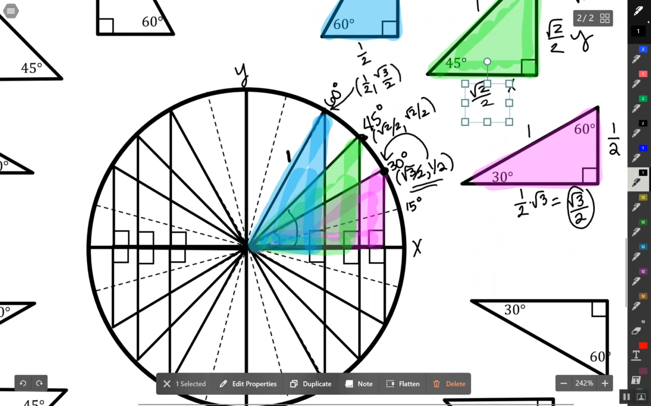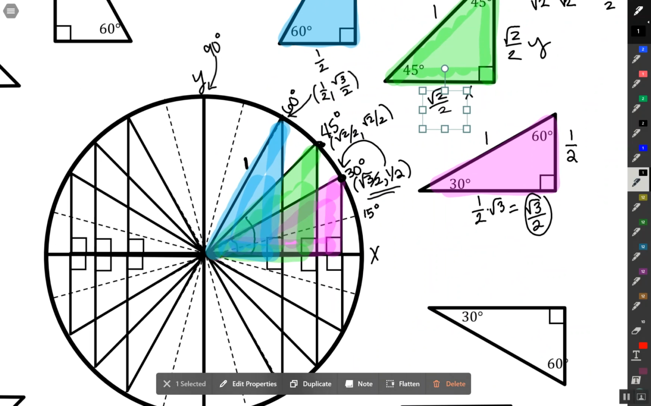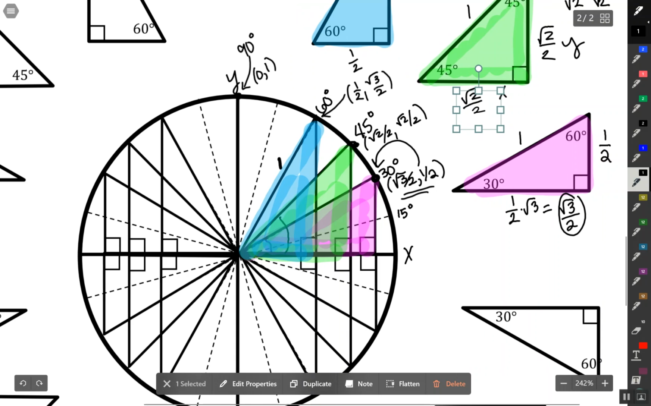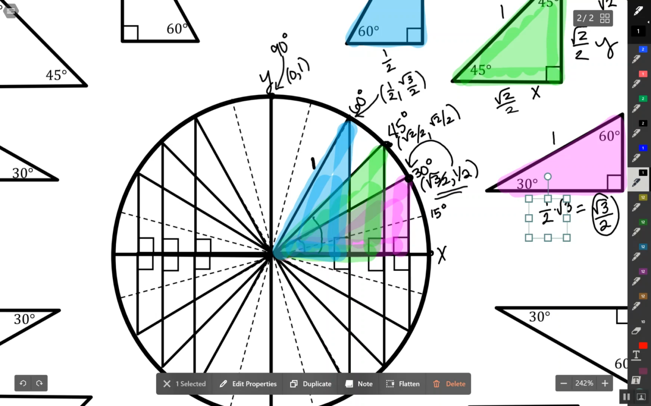Okay. The next angle is 75 degrees. We're just going to ignore that one because it's not special. We know the top right here is 90 degrees. Now that doesn't have a triangle attached to it, but it does have a point. That point, if you were to just plot this point, it would be over 0 up 1. Right? Just going up 1. Just as this point over here is over 1 up 0. Because remember, the radius of this circle is 1.